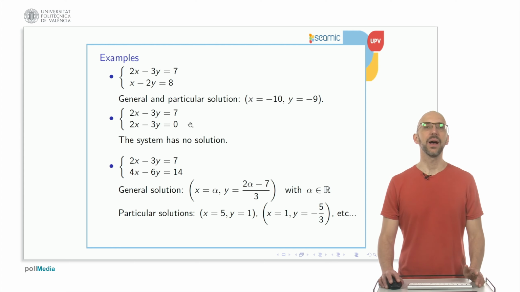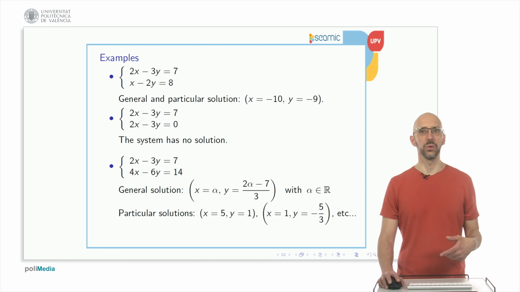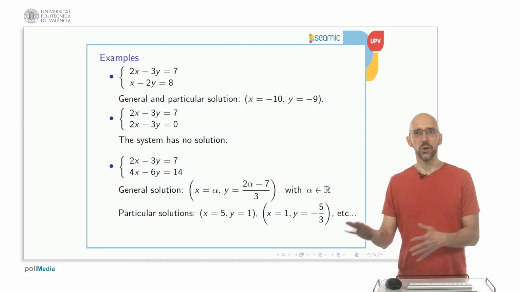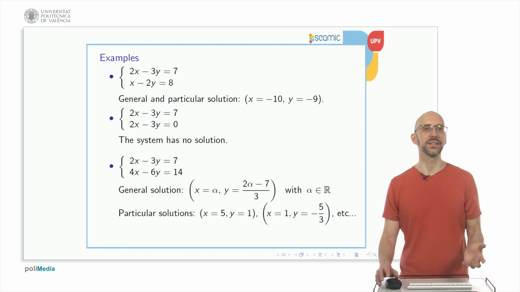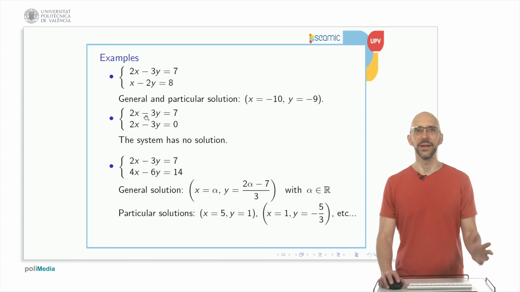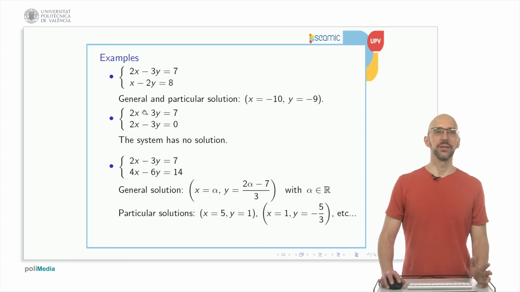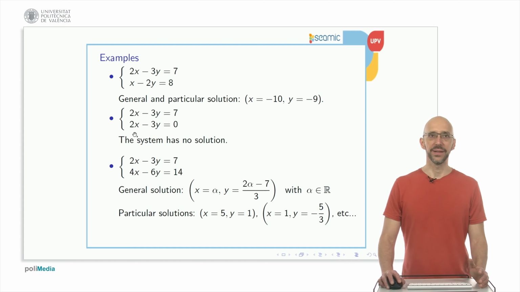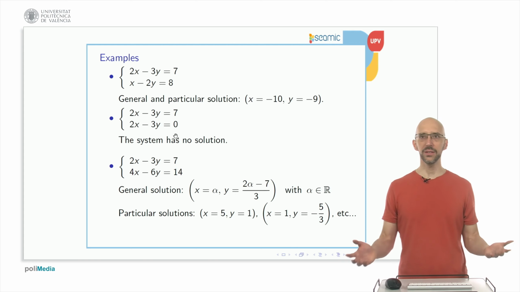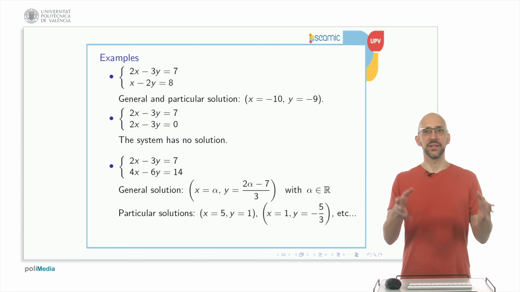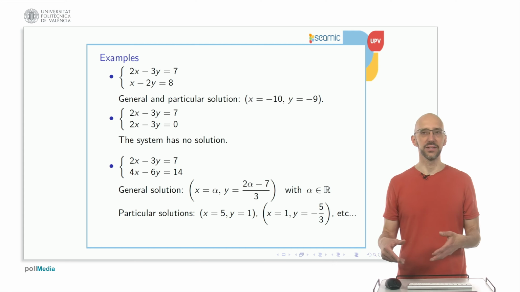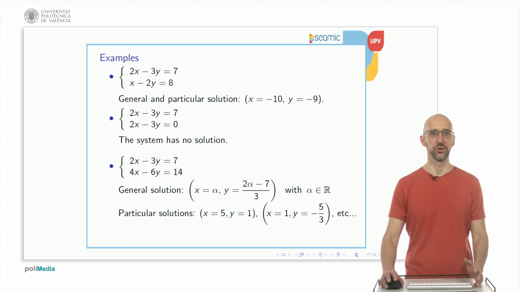Another one: this system has no solution. It doesn't make sense from the beginning. Probably in the future you are going to recognize systems that have no solution easily. It's not so easy, but like in the example, you will see that it doesn't make sense. Why doesn't it make sense? Because 2x minus 3y needs to be 7, but the same expression, 2x minus 3y, should be equal to 0. This doesn't make sense, okay? This expression cannot be 7 and 0 at the same time, so it has no solution.